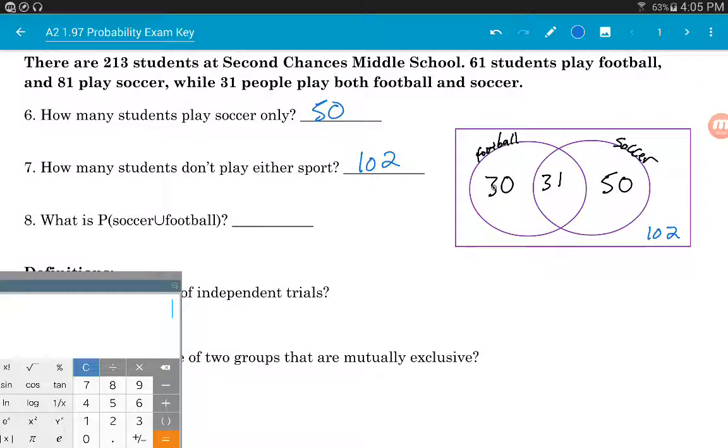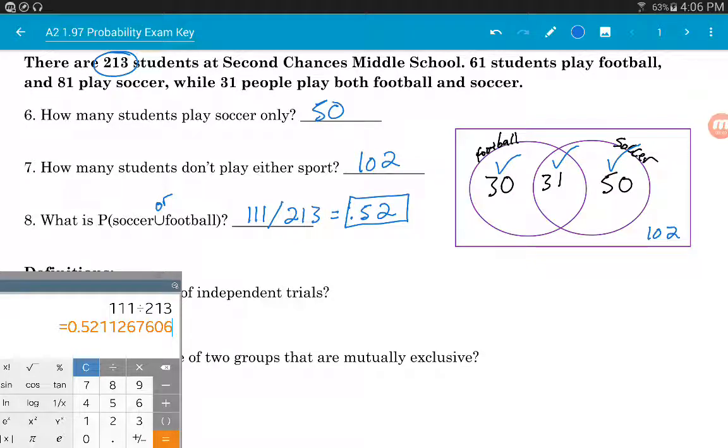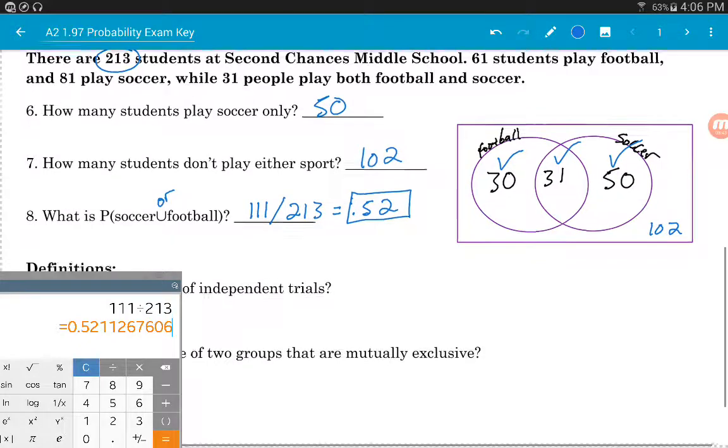So we'll use the assembly analogy. If the principal said at an assembly, would everybody who played soccer or football this year come up on stage? They would get up out of their seats and come up on stage. So 30 plus 31 plus 50 is 111 out of the grand total, always the grand total. So out of 213. 111 out of 213 equals 0.52. Let's move on.